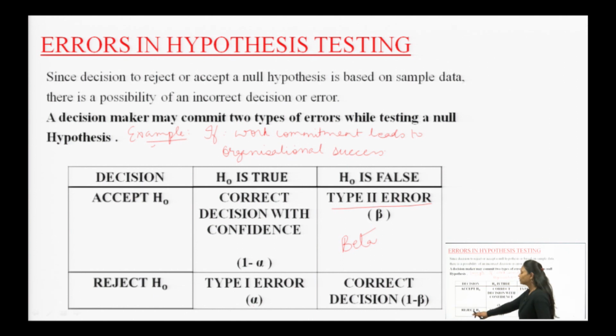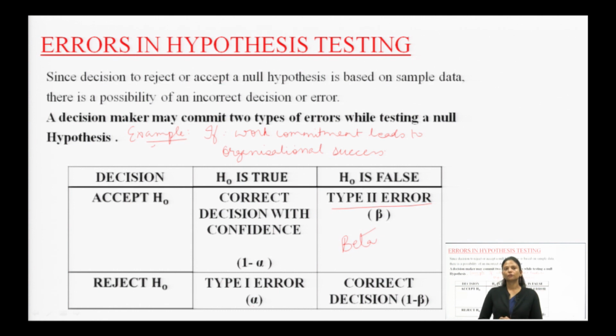So, when I know that it is going to be rejected, and at the end of my statistics it is also rejected, that means my H naught is false. That means the statement I made, that work commitment leads to organizational success, is not wrong. That means I am making a type 1 error. I have made my decision correct, or I have taken the correct decision. So, the probability that I have taken the right decision totally depends upon rejecting or accepting the null hypothesis.